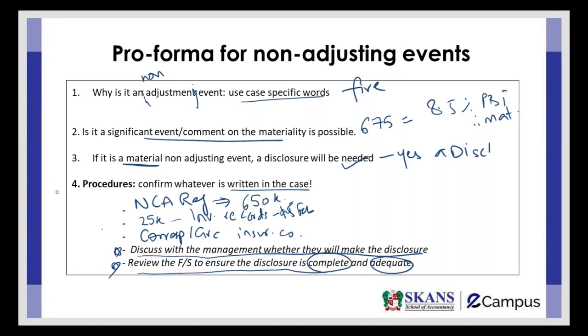Why is it non-adjusting? Is it material? Comment on materiality. If it's material, just simply write that a disclosure will be needed. Procedures from the scenario, but definitely these two procedures as well.